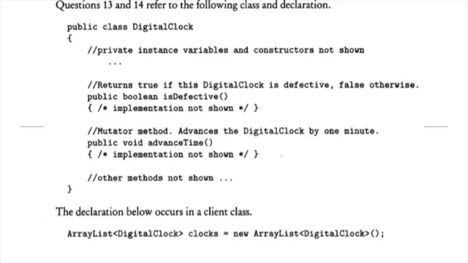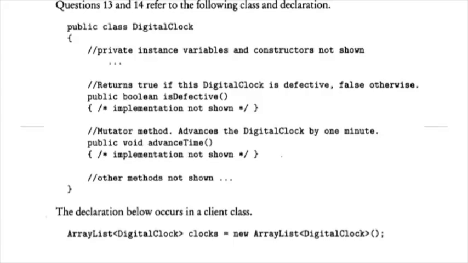One is called isDefective. It's a public method that returns true or false, but again, the implementation is not shown. It might be asked about in the following questions. This isDefective method checks whether the clock is defective: it will return true if this digital clock is defective, false otherwise. The second method emphasized here is again a public method, but it does not return anything.